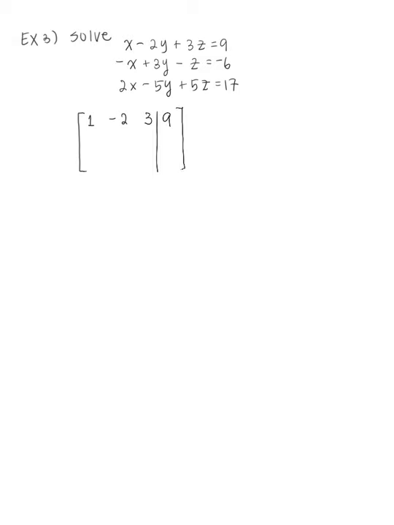We're going to do the same thing for the second equation and then the third equation. So for the second equation, we're going to have negative 1, 3, negative 1, and negative 6, and then 2, negative 5, 5, and 17. Now, this whole thing together is called the augmented matrix. We call this the first row, this is our second row, and this is our third row. This is just a cleaner way to do it. You don't have to write so much.